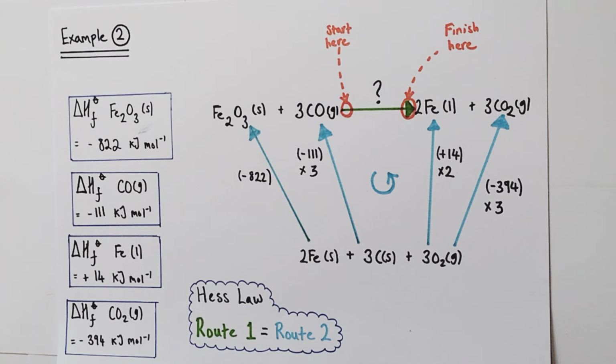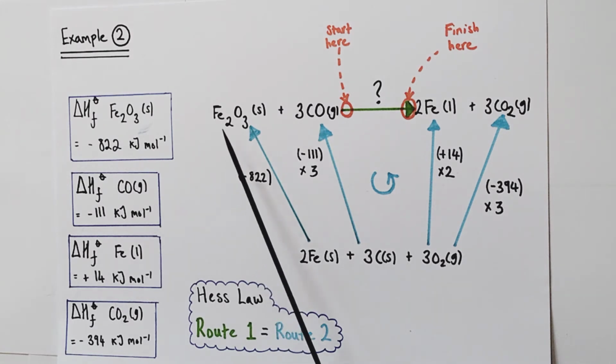For our second worked example, we're being asked to work out the enthalpy change of reaction for the extraction of iron from iron oxide. That is, iron oxide reacting with carbon monoxide to form liquid iron and carbon dioxide as a byproduct. We've been given the enthalpy change of formation for iron oxide, carbon monoxide, iron, and carbon dioxide, so we definitely can construct a Hess cycle using enthalpy data. The only difference here is that we have some stoichiometry or balancing values, some integers in front of the formulae that have to be factored into our cycle.